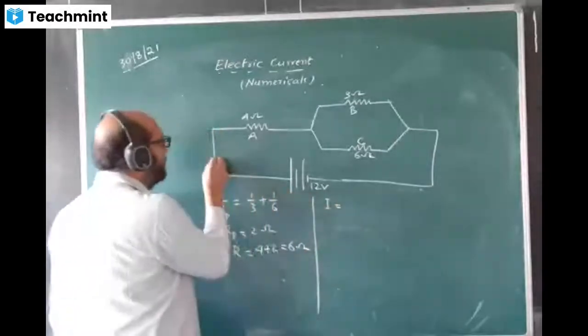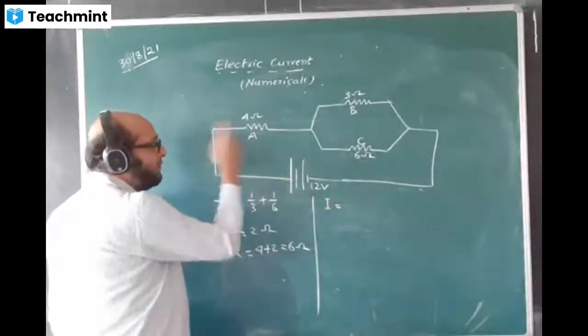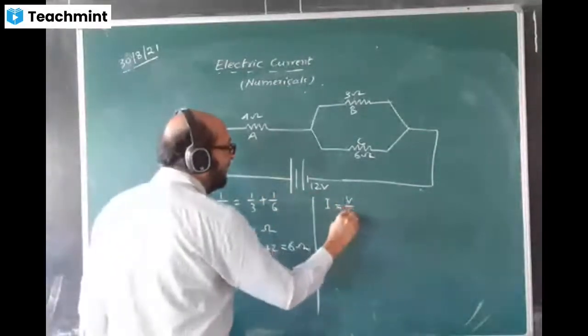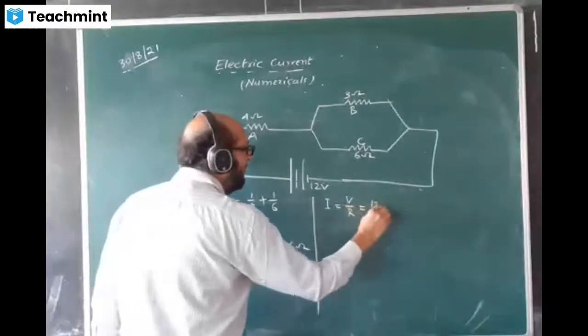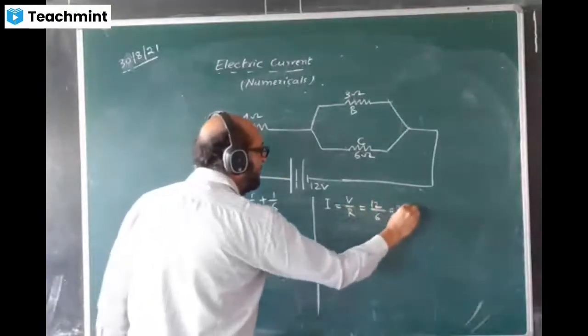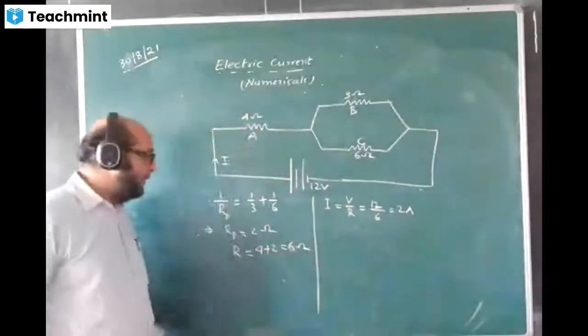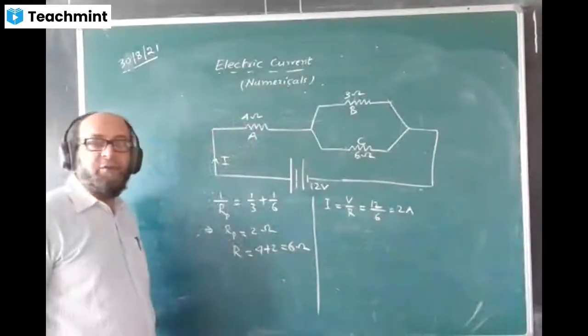What should I do now? I'll find the total current I first, the total current drawn from the battery. I equals V by R. V is 12 and R is 6, so the answer is 2 ampere. The total resistance is 6, so the answer comes to 2 ampere.